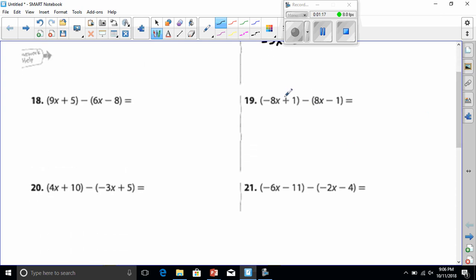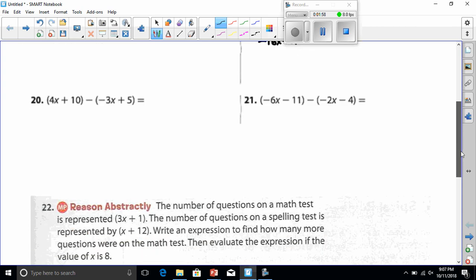It says negative 8x minus 1 minus 8x minus 1. Well, right off the bat, I'm going to go for the inverse. That's going to turn this into a negative 8x. And a negative times a negative is a positive, so this would be plus 1. And look, we have the same exact number that was up there. So 1 plus 1 is 2, and negative 8x and negative 8x make negative 16x plus 2. All right, let's go ahead and work number 21 now.